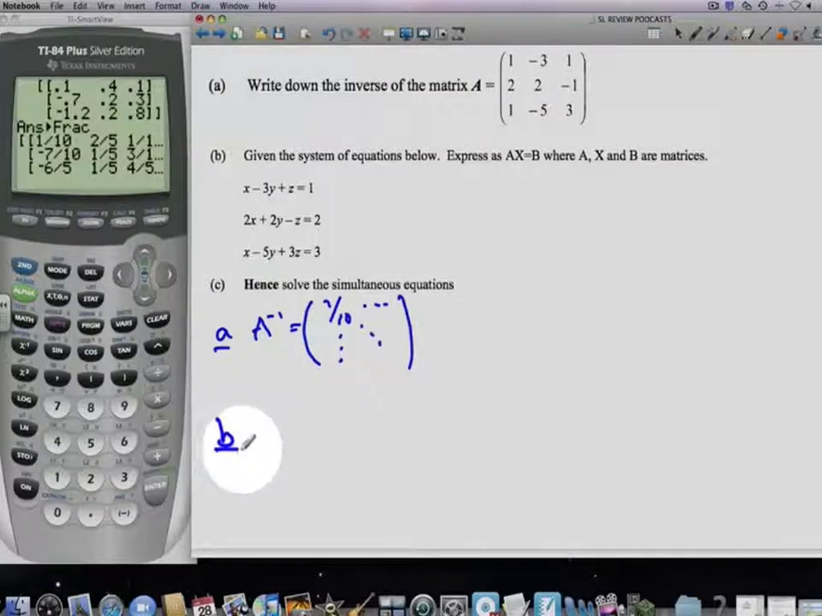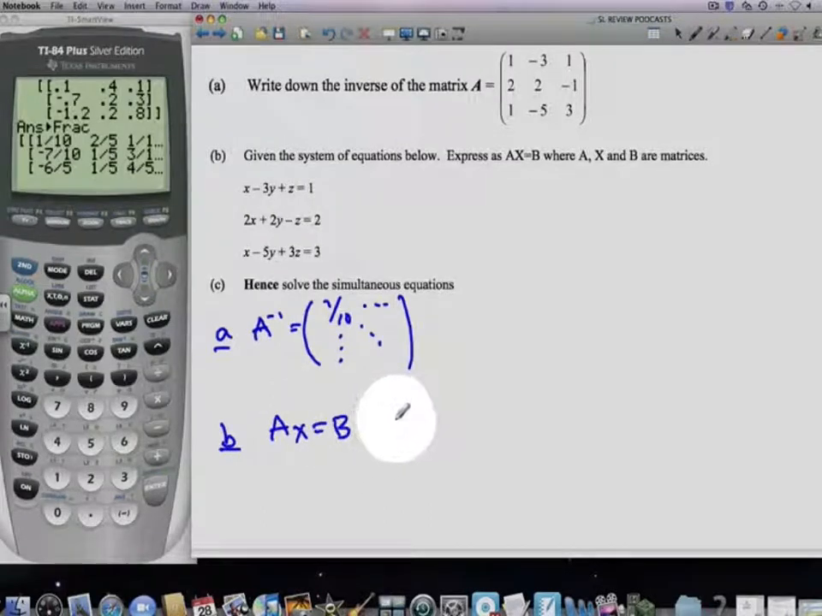So in part B, we're now given the system and asked to express it as AX equals B, where A, X, and B are matrices. Good. All three of these are matrices. X is your variable matrix. So we should have, and if you notice that this system and this matrix are linked, which is not uncommon for IB. You can see right here 1, -5, 3, 1, -5, 3. Okay, so same matrix within this system.